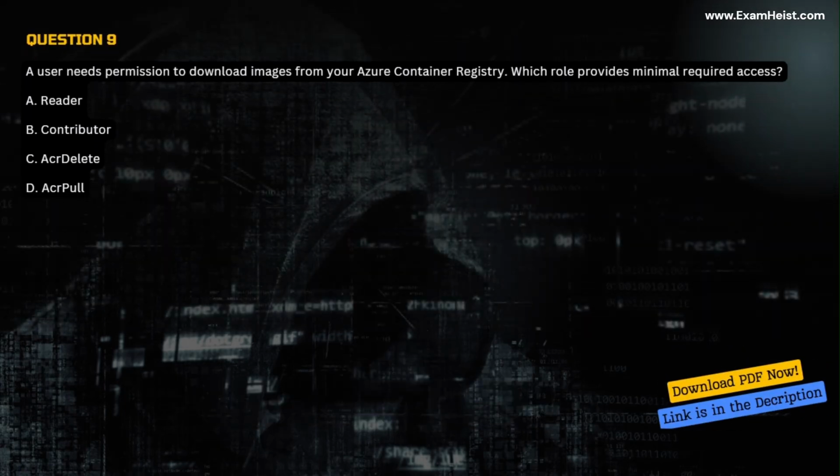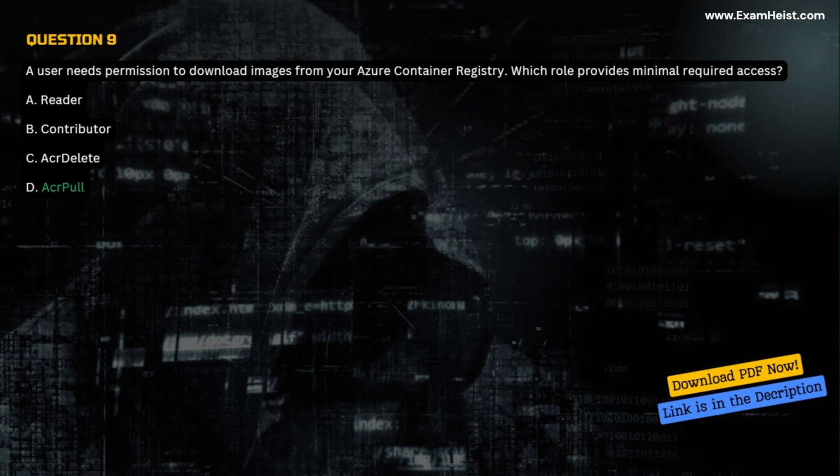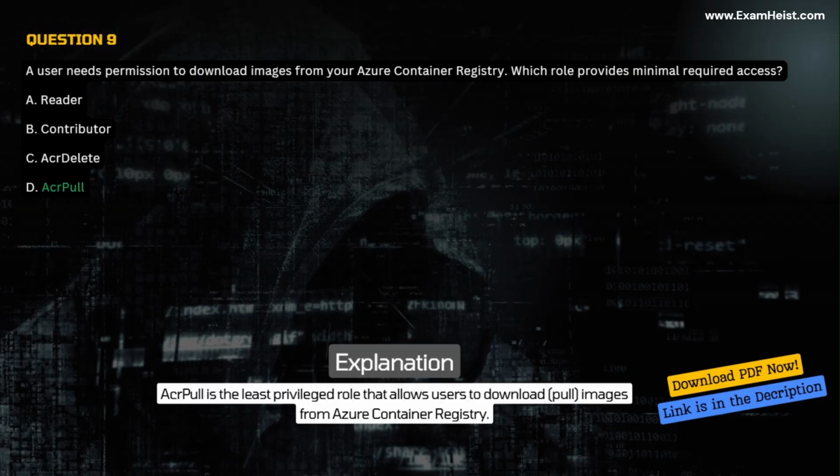Question 9. A user needs permission to download images from your Azure Container Registry. Which role provides minimal required access? A. Reader. B. Contributor. C. ACR delete. D. ACR pull. Correct answer D. ACR pull. Explanation. ACR pull is the least privileged role that allows users to download, pull, images from Azure Container Registry.